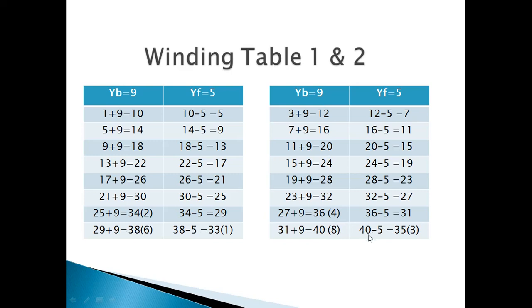So where do I need to stop? Again, you started from the third conductor. When you get the third conductor at the front end, that is the indication to stop writing the winding table. So for example, 40 minus 5 is equal to 35. 35 minus 32 is nothing but your third conductor.